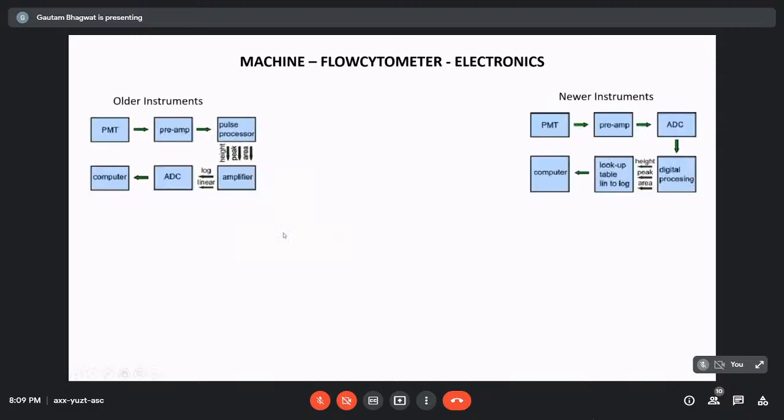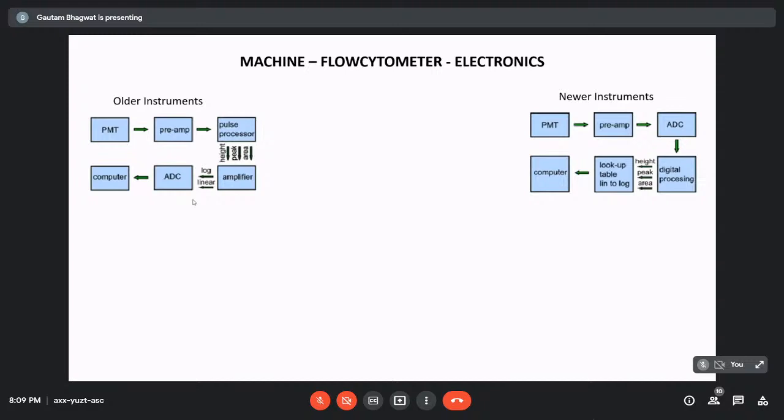Now from optics we go to electronics. In electronics, this PMT, in the older instrument, had all analog amplification, and the analog signal would then get digitalized and come to the computer. In the newer instruments, the digitalization takes place earlier. Why has this change been done?